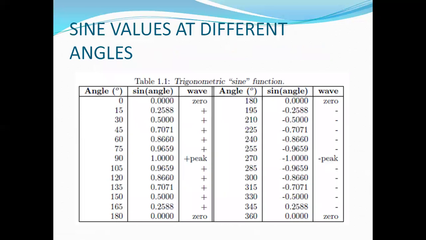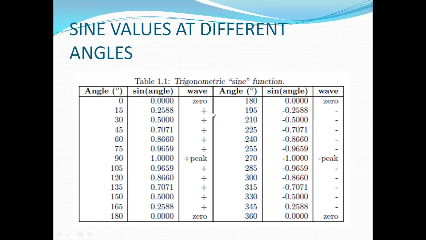Now here are the sine values at different angles. If the angle is 0 degrees, then what is the sine of 0? It is 0. Angle is 15 degrees, then it is 0.25. Angle is 30 degrees, then sine 30 is equal to 0.5, that is half. Likewise for different angles, for one complete rotation, from 0 to 180 it is the positive half cycle, and the angle increases in the anticlockwise, positive direction. So from 0 to 180, the positive half cycle is completed.